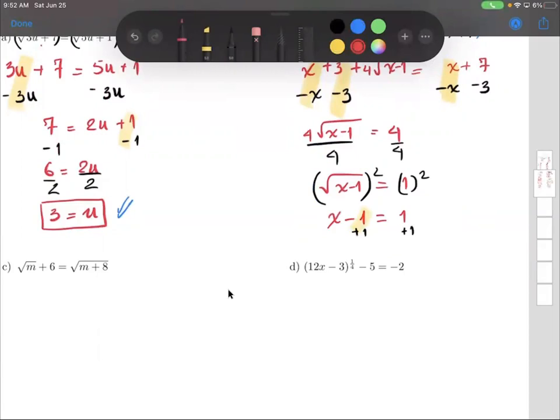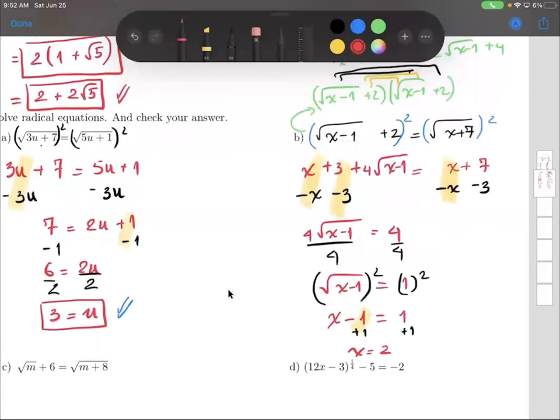X equals 2. And let's check. Let's plug in 2 back into the original. 2 minus 1 is 1. Square 1 is 1. 1 plus 2 is 3. Okay, so the left hand side is 3. 2 plus 7 is 9. So the square root of 9 is 3. Yes, so it is a solution. You box it and then you put a little check mark here.